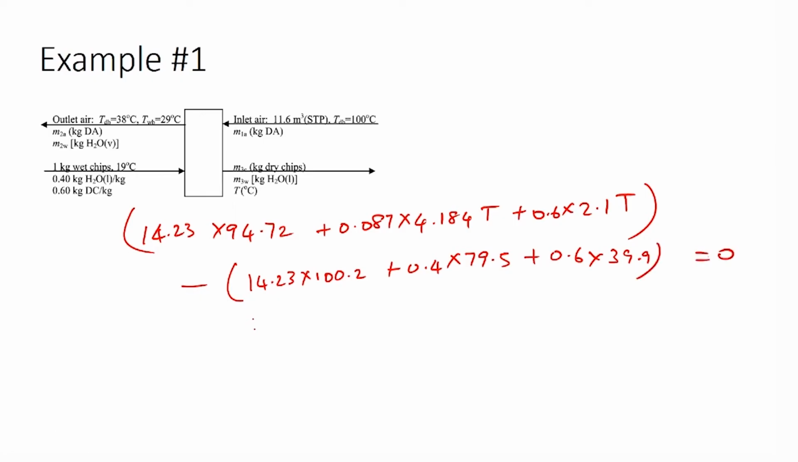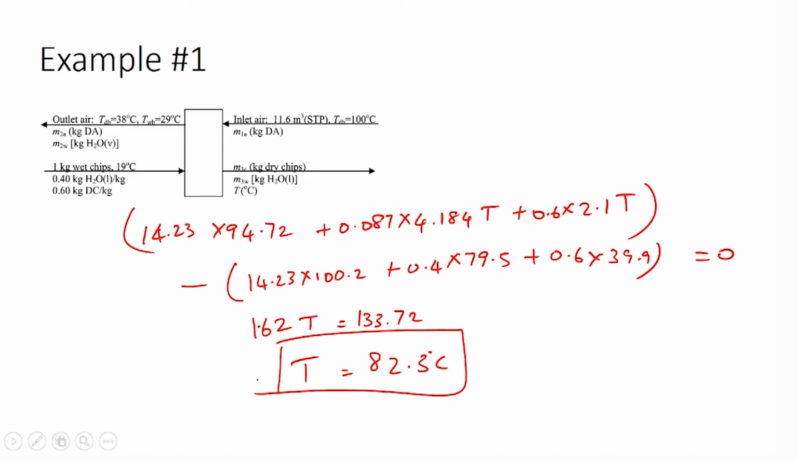So, with this the equation comes down to 1.62 times T equals 133.72. So, T equals 82.3 degree Celsius. So, the temperature of the wood chips which are leaving the system is 82.3 degree Celsius. With this we have performed the required material and energy balance calculations using the psychrometric charts. Let us look at one more example problem on how to use psychrometric charts for performing energy balances.